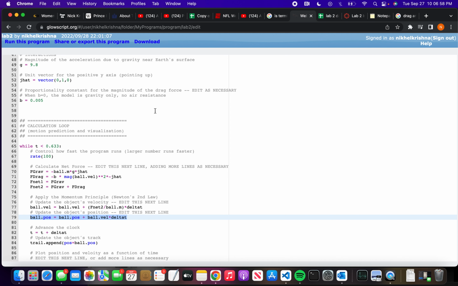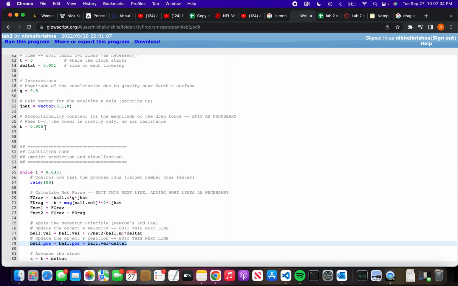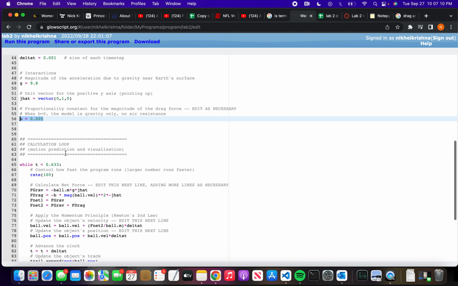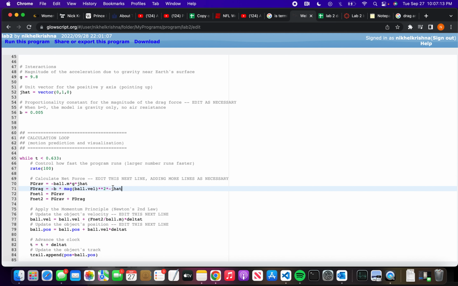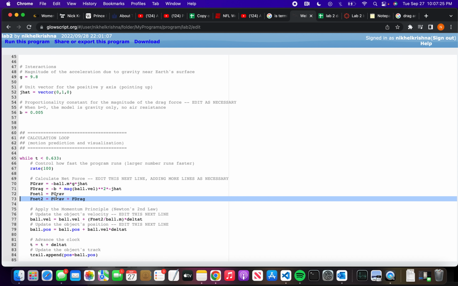For the second model, we incorporate the drag force, where we have a constant that represents air resistance, and we plug it into our formula here that was outlined by the lab. And to calculate the new net force that will be plugged into our velocity update formula, we simply add up the force of gravity and the force of drag.